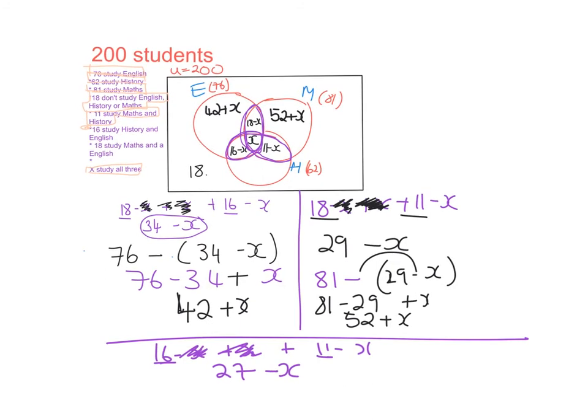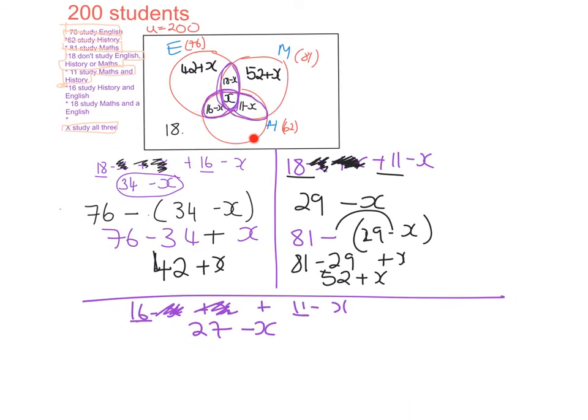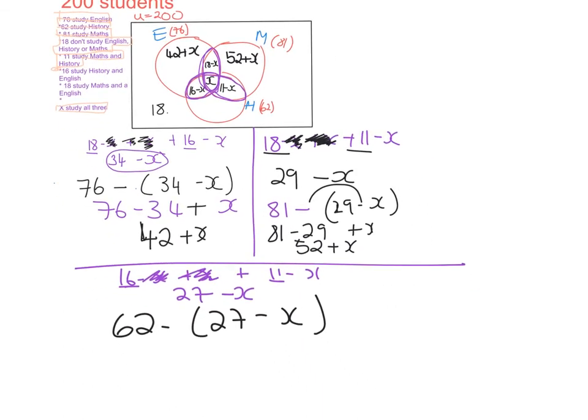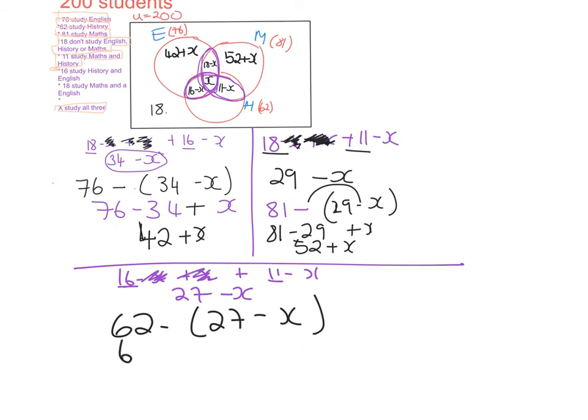Now, knowing what I do, that the whole history amounts to 62, therefore what's in here must be everything subtracted from 62. So it'll be 62 minus (27 minus x), and being careful to watch my signs and make sure my brackets are in, I will get 62 minus 27, a minus by a minus gives me a plus x. 62 minus 27 is 35 plus x. So I can rewrite that in, 35 plus x.